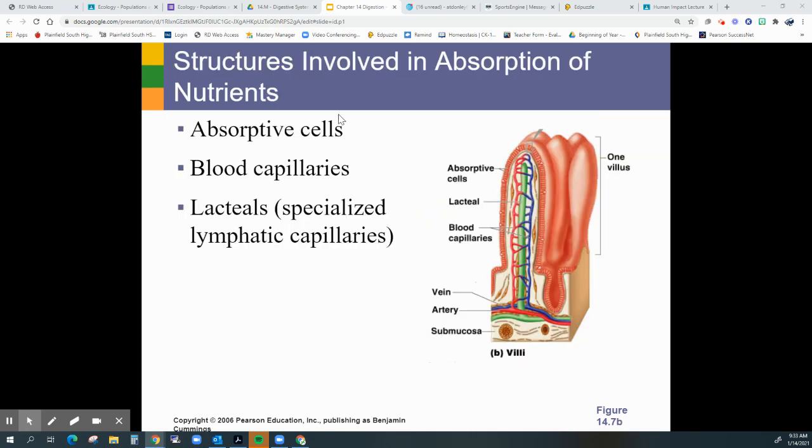Okay, structures involved in absorption of nutrients. So you've got these absorptive cells on the end of the little villi. You've got your capillary bed that sits just below that, right?